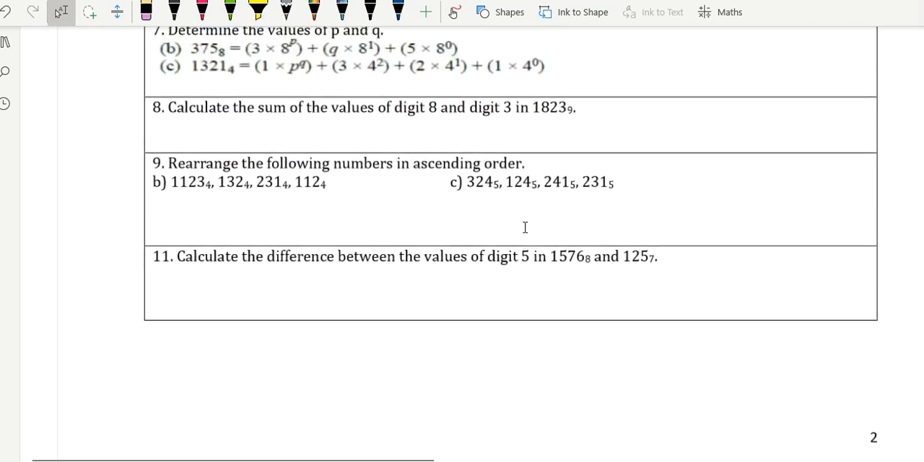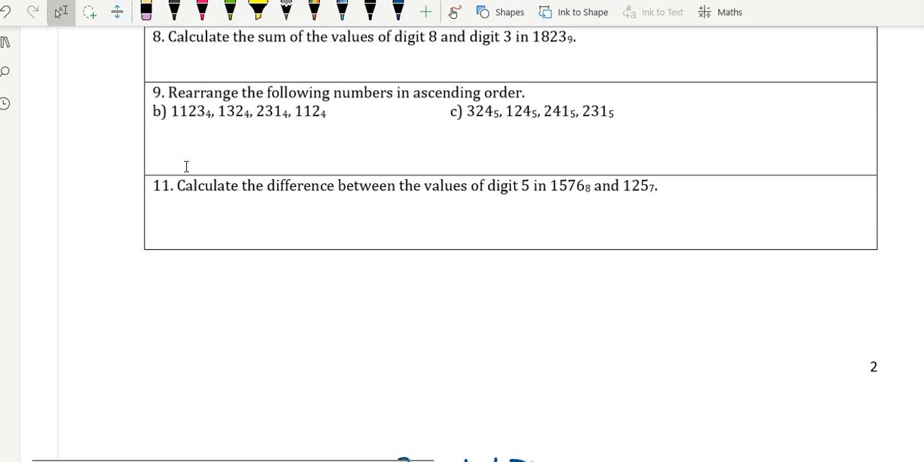Another example, questions like this will also be tested. Let us look at question 11 here. Calculate the difference between the values of digit 5 in these two numbers, the 5 here and the 5 here. Difference means you have to minus. So it doesn't mean that you take this 5 equals 500 minus 5. Wrong, because they are in different bases. One is base 8, one is base 7. So what should you do to find the difference? You have to convert it back to base 10 first.